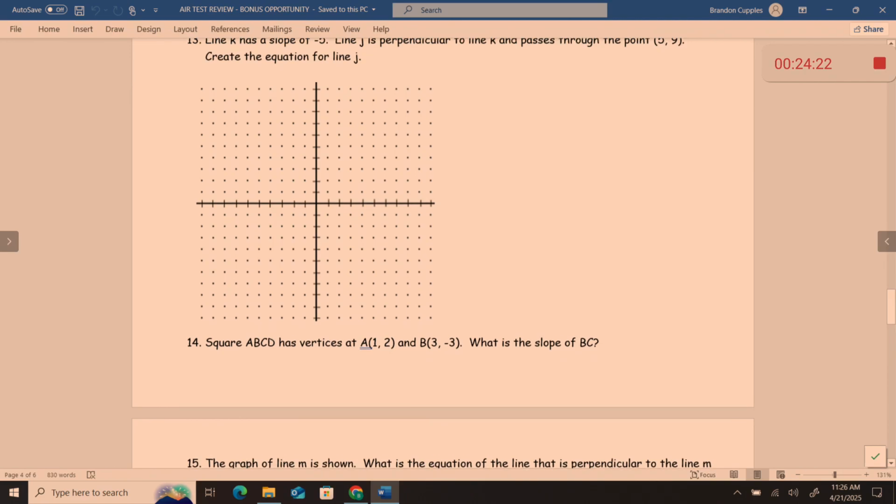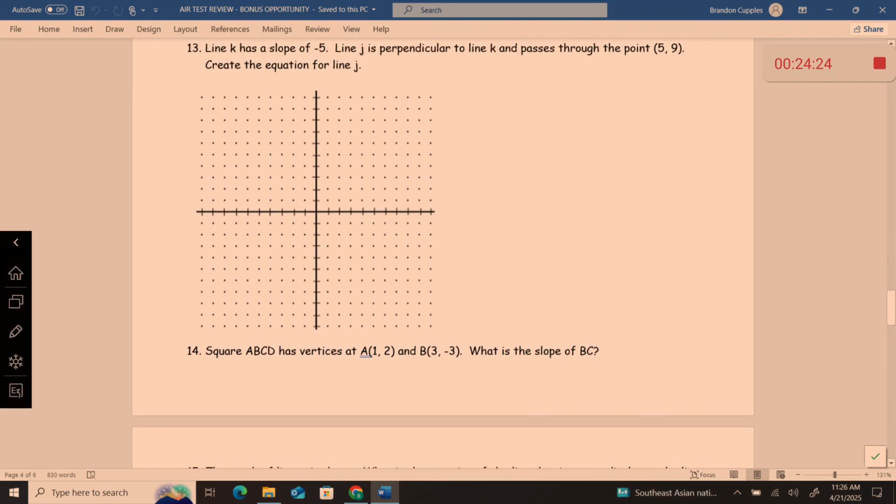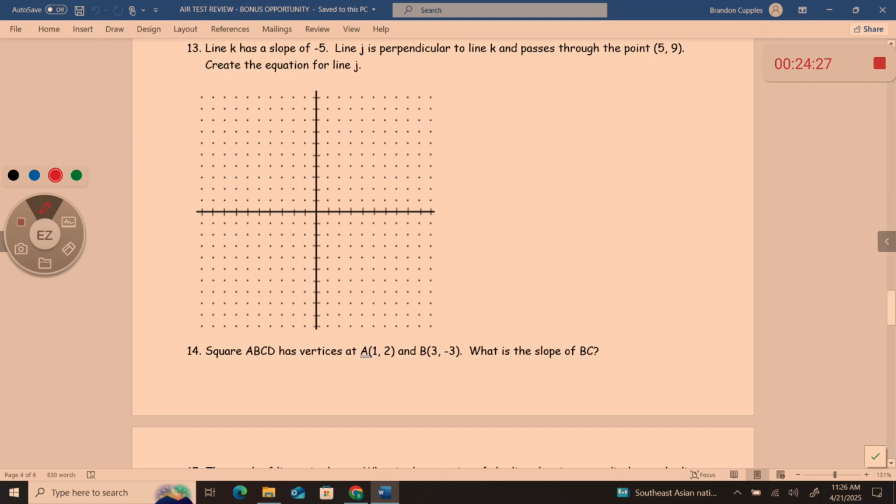Line K has a slope of negative 5. Line J is perpendicular to line K and passes through (5, 9). Create an equation for line J. Now, on my paper, I wrote down 2 different ways to solve this. You could do it with the point-slope form, okay? Or you could do it with your slope-intercept form, okay? It really doesn't matter here.